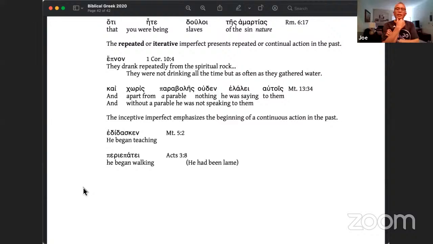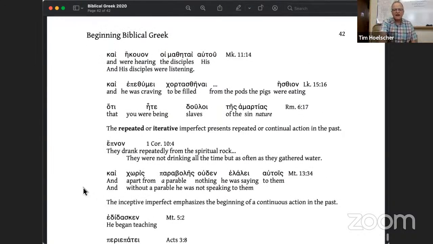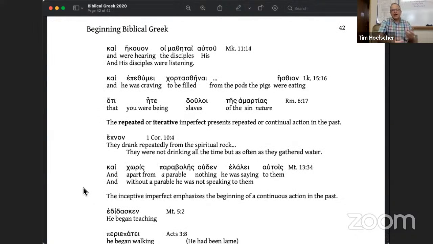So would it be safe to say that to identify an inceptive would probably be because of the context leading up to it? Yeah, all of these things, each one of these is context. How do you know it's repeated? By context, you know that they were not continually drinking from this. You know that Jesus wasn't continually talking all the time, always in a parable. Sometimes he was carrying on a straightforward conversation with maybe one of his disciples. But with these crowds that he's talking to, he was always doing this.